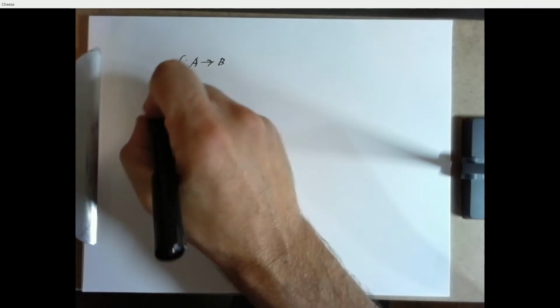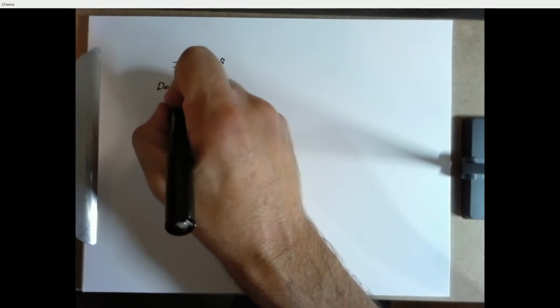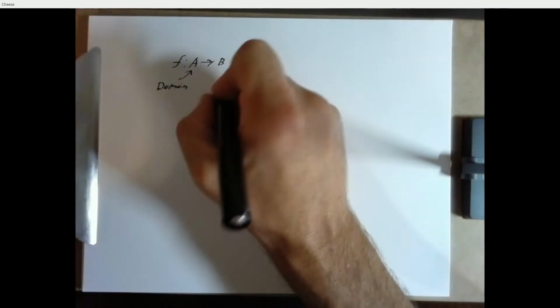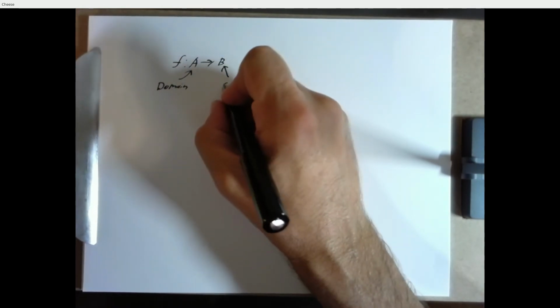All right, so when we write a function f goes from A to B, we have some terminology. This set A that we're mapping from, this is called the domain. And this set B that we're mapping to is called the codomain.